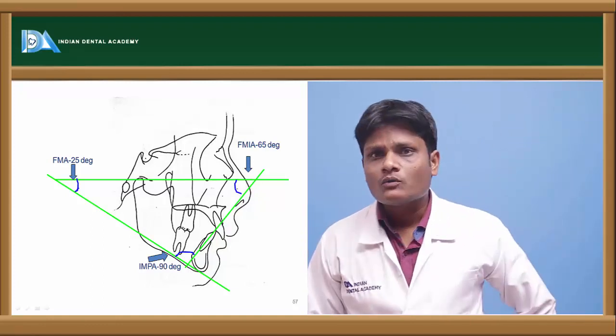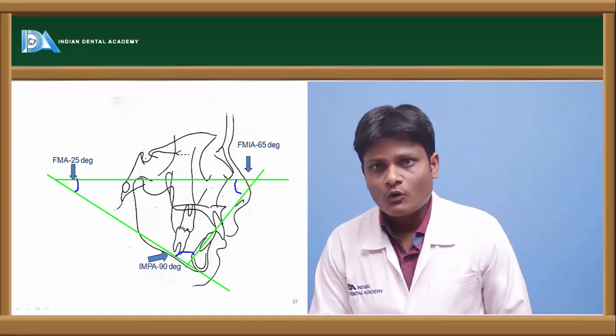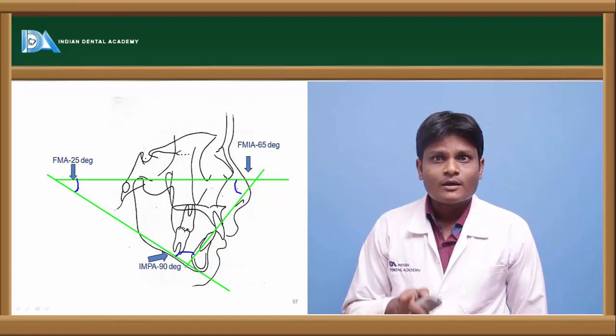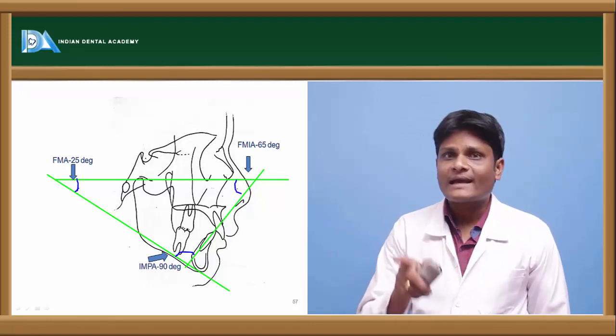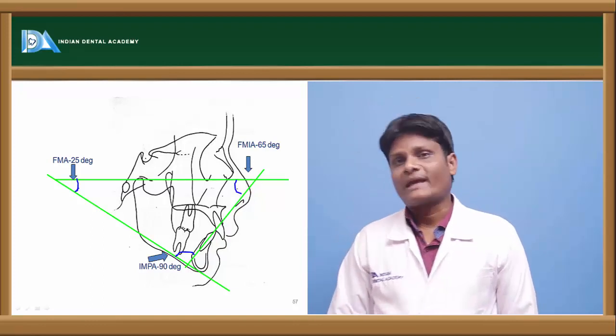As we all know, the sum of angles of a triangle should be 180 degrees. So also here, in a face which is supposed to be aesthetic, we need to have certain specific angulations between these planes according to Tweed's. Let us look into what those angulations are.